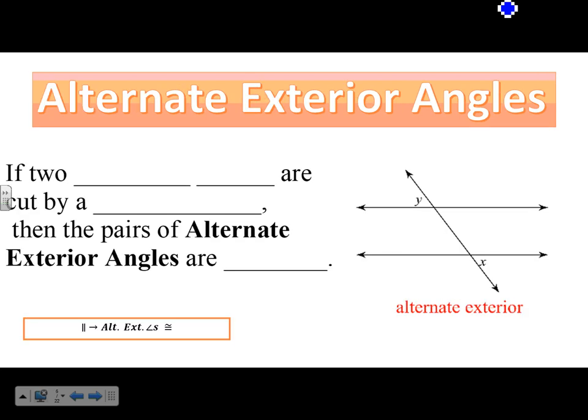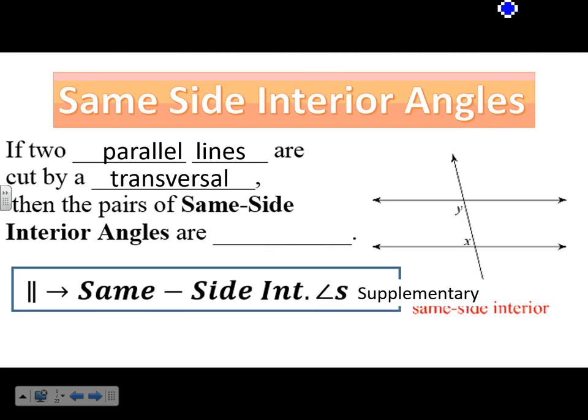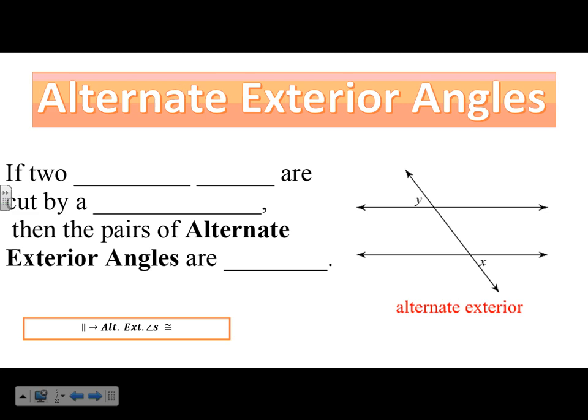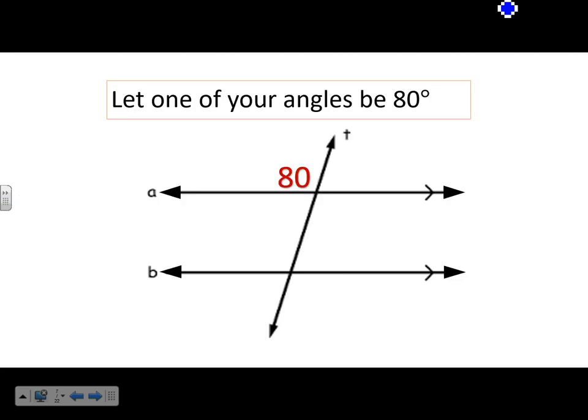Then, last but not least, alternate exterior angles. If two parallel lines are cut by a transversal, then alternate exterior angles are congruent. So again, all of them are congruent except for same side interior. So make sure you remember that. If in doubt, if you're going to have to guess, I would guess they're congruent, but make sure you remember that same side interior is not.